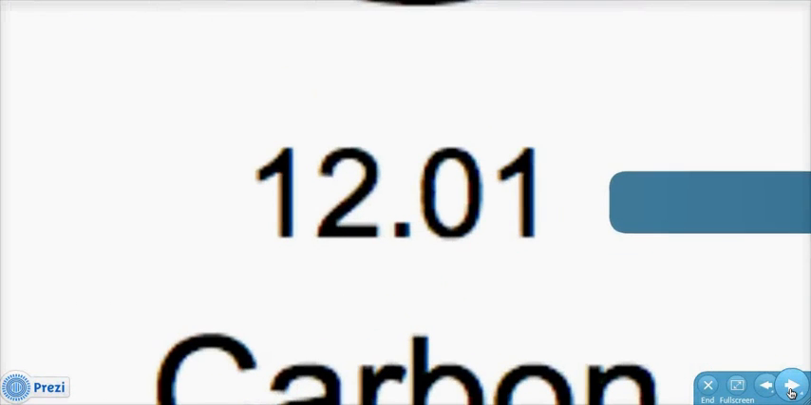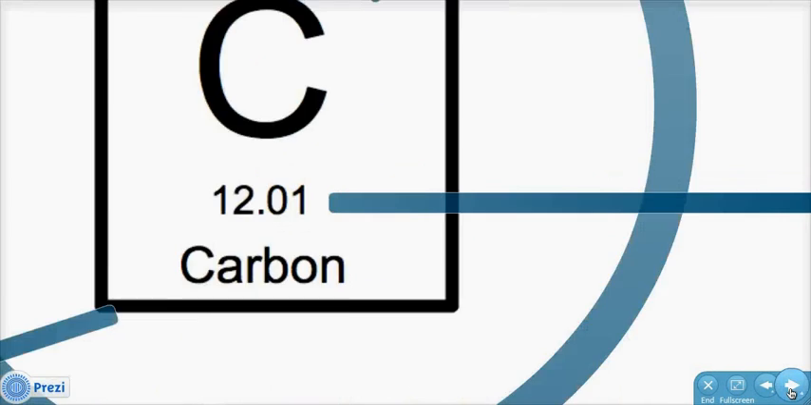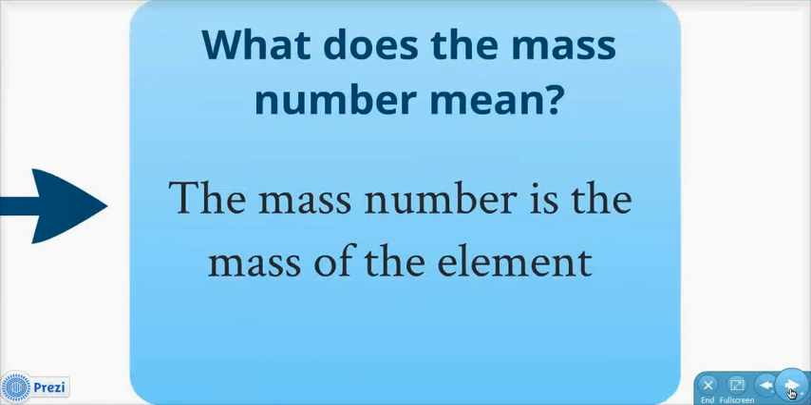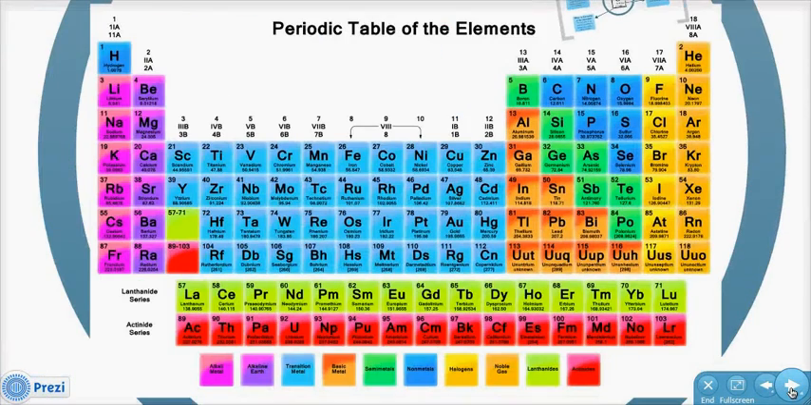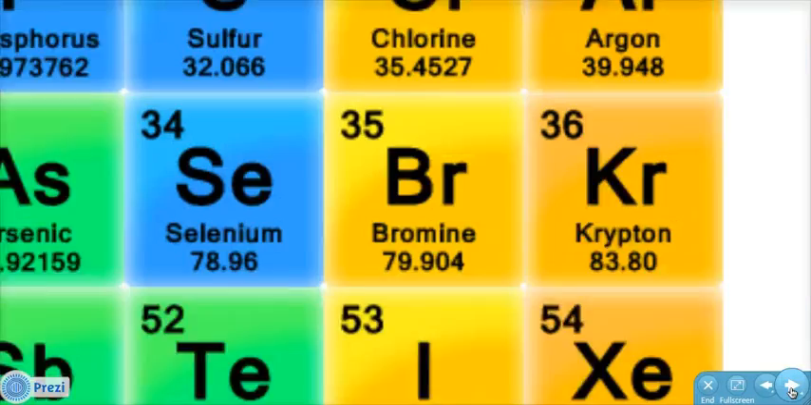And finally, the mass number. It's the mass of the element, of one atom of that element in atomic mass units. So let's go back. As you can see, there are 118 boxes on this periodic table, each with all of that information about that element. Let's take a look at another example.